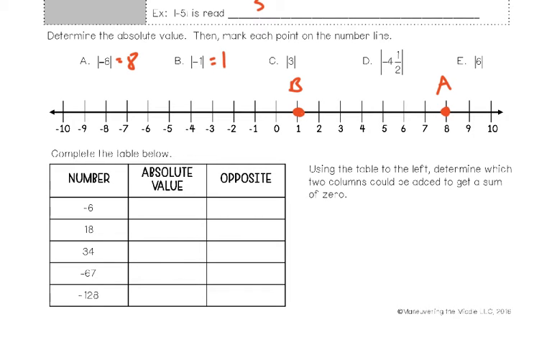Try to find the absolute value of C, D, and E. It's pretty simple. You're just turning it, if it's negative, positive. And if it's positive, you're leaving it the same. And then plot it on the number line. Press play whenever you think you have it.